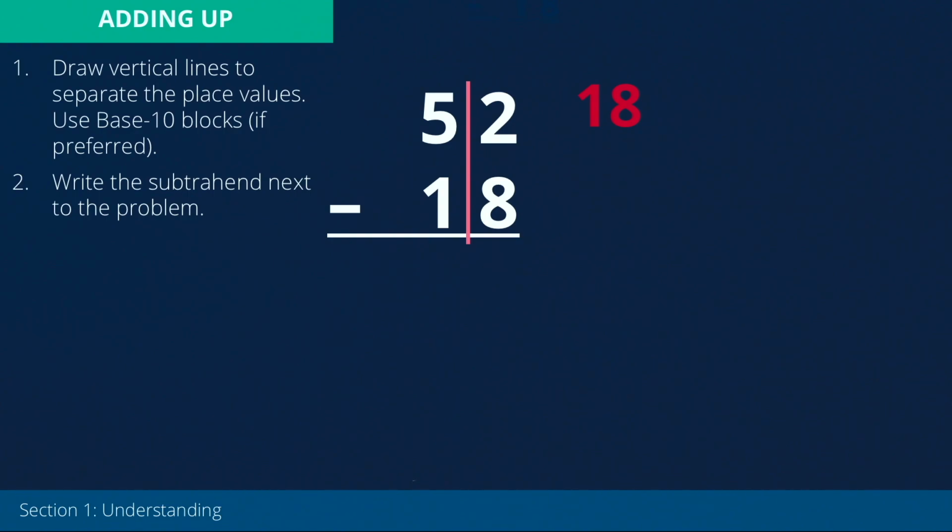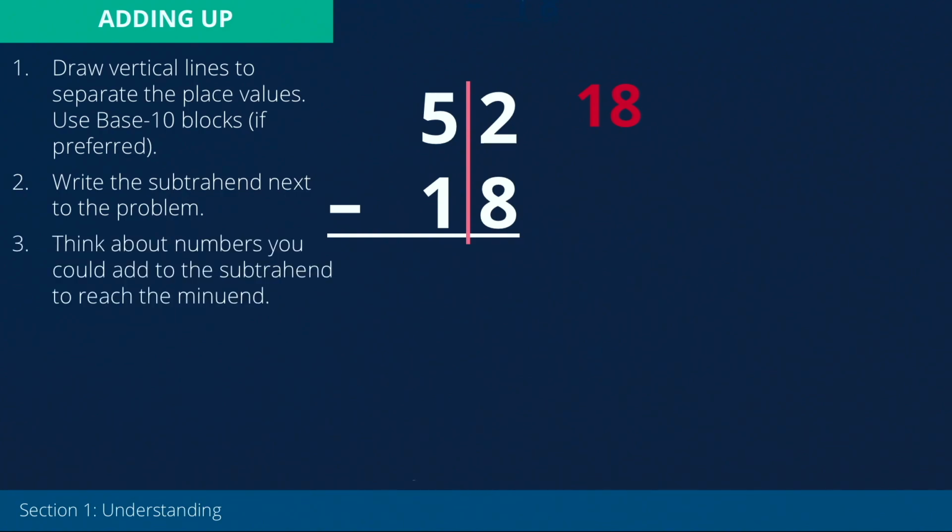So first I'm going to write the subtrahend next to the problem. Here the subtrahend is 18. I like to always remember that I subtract the subtrahend. I could not remember that in any other way. And then I'm going to use friendly numbers to add up to 52. So first I ask myself, well, 18 plus 2 is 20. So here you can see I'm bringing in my base 10 blocks like that.